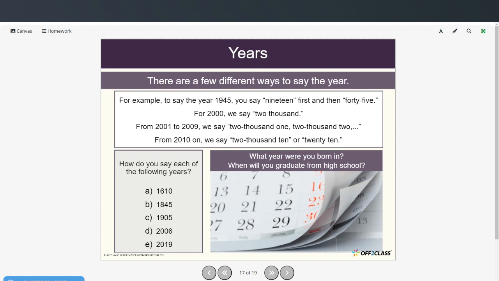So how would you say each of the following years? So letter A would be 1610, 1845, 1905, 2006, 2019.